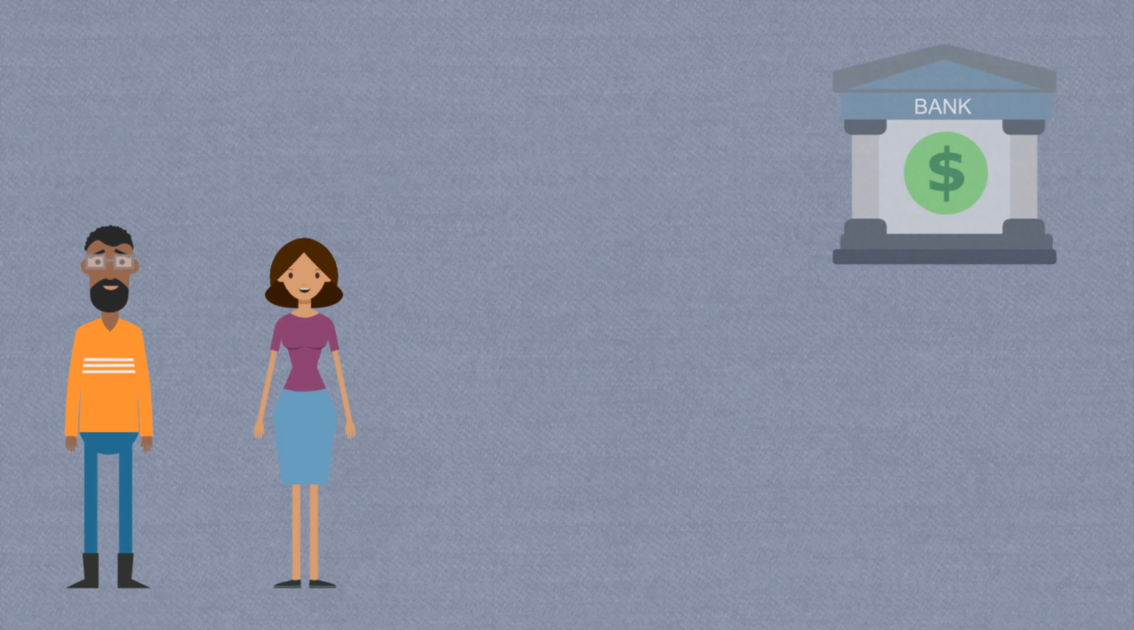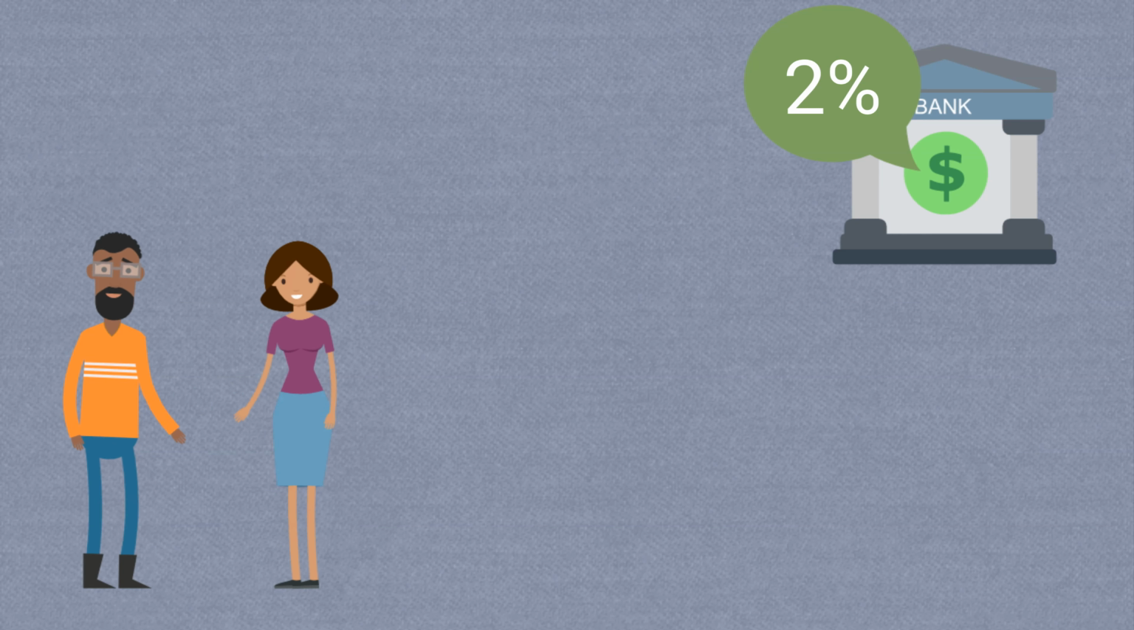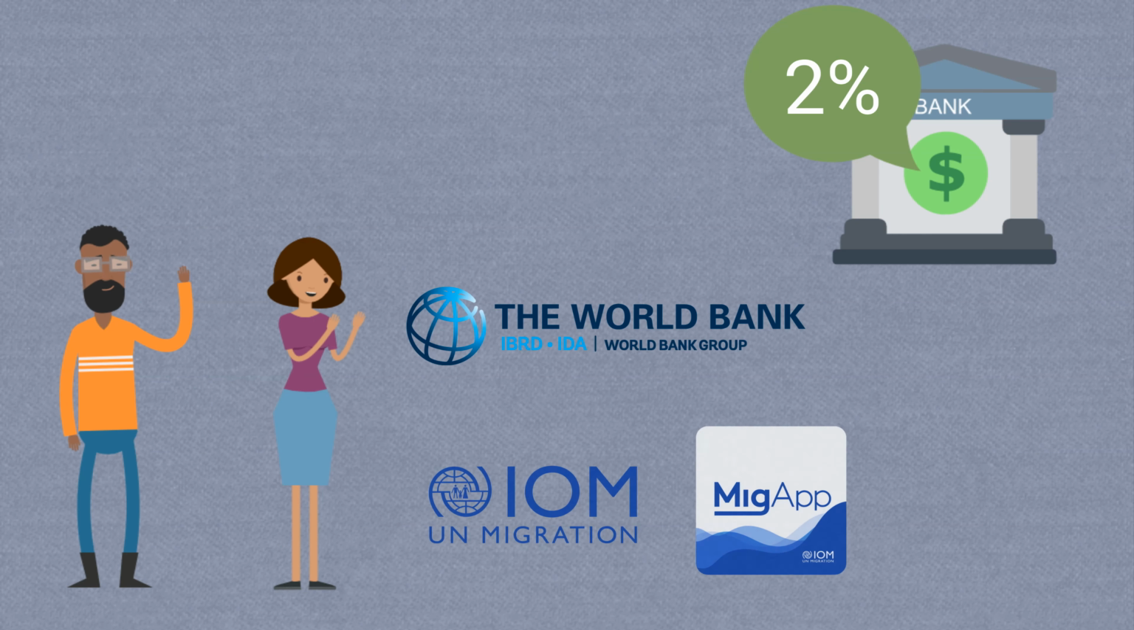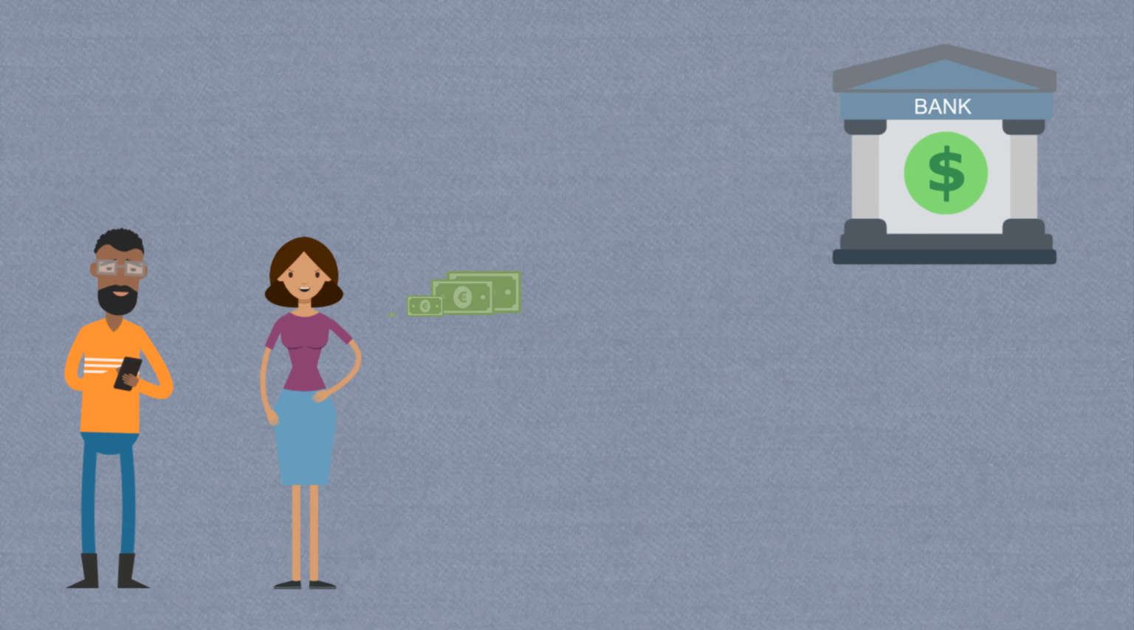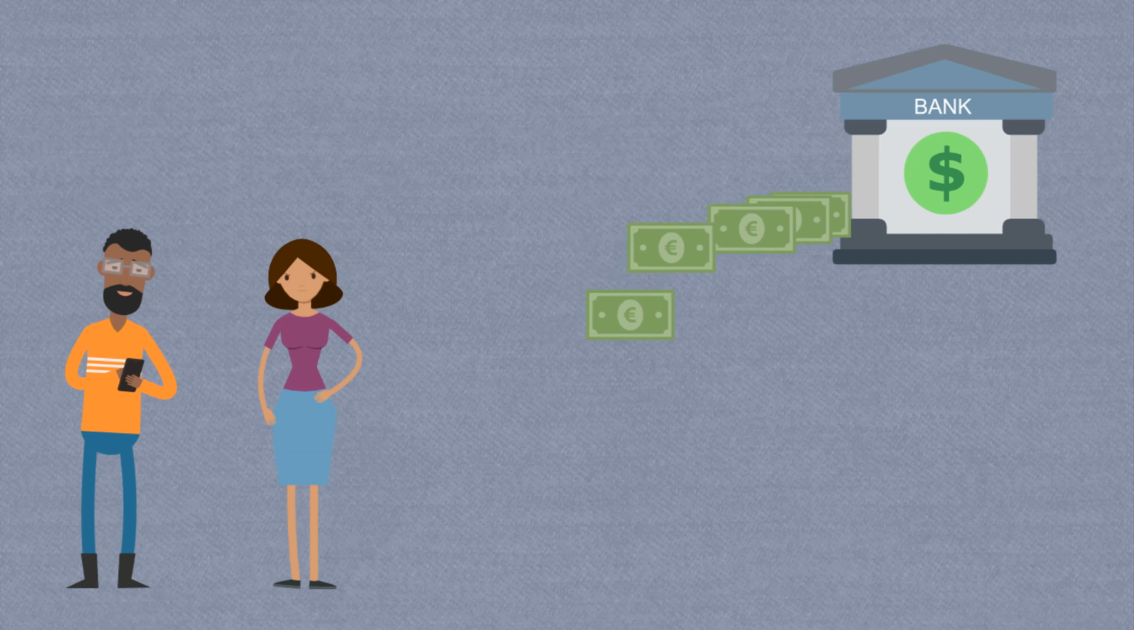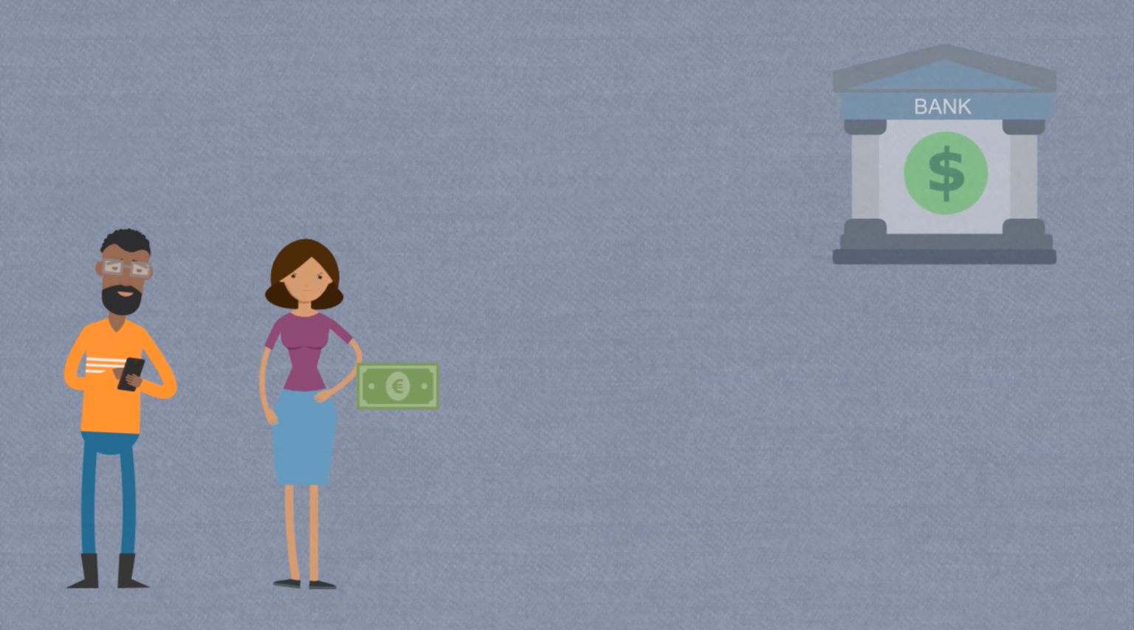It's clear that sending remittances in the cheapest way possible is best for remitters. The World Bank, the IOM, and many countries offer free services to compare remittance transfer providers' fees, so remitters and recipients are able to retain as much of their money as possible.